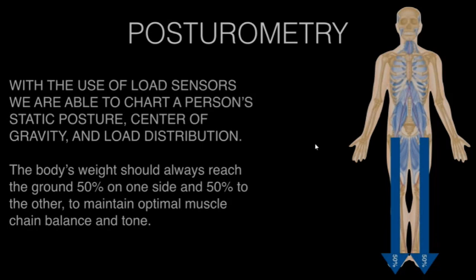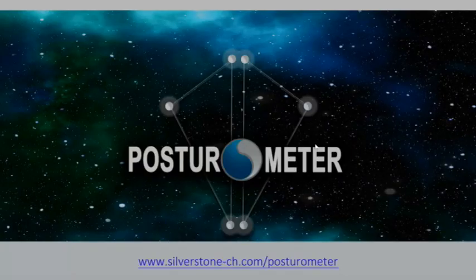Posturometry. With the use of load sensors, we are able to chart a person's static posture, center of gravity, and load distribution. Imagine how important it is to measure. The body weight should always reach the ground 50% on each side to maintain optimal muscle chain tone. And imagine if we have a receptor that is sending bad or wrong information to the central nervous system, this situation changes. And you can measure that. You can measure and you can say that is where we have to start to work. The posturometer from Silverstone.